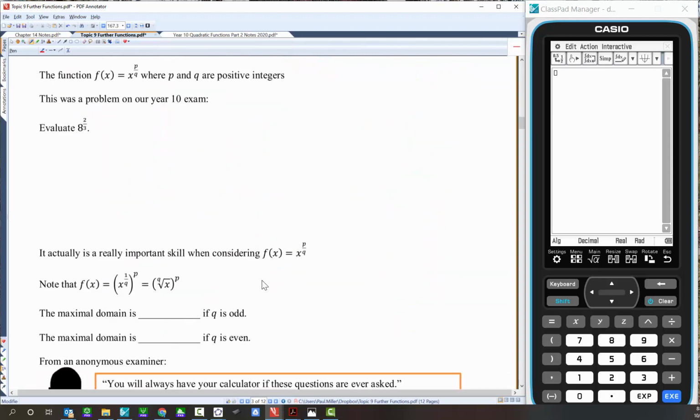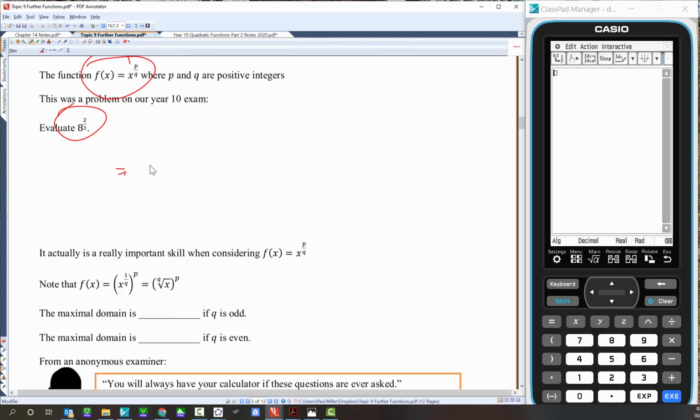Right. The function f of x where p and q are positive integers. Okay, so what we can do is vary both p and q, and this is going to cause all sorts of crazy behavior. To explore these functions, evaluating a problem like this from Year 10 becomes really important. So evaluate 8 to the power of 2/3.